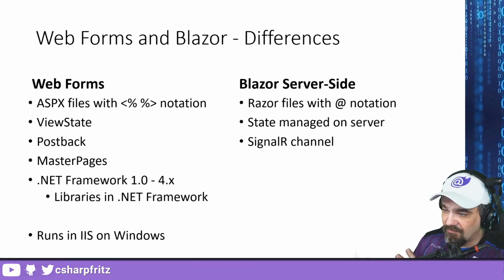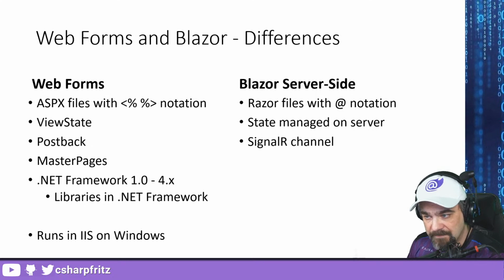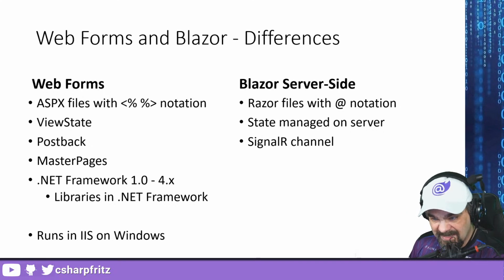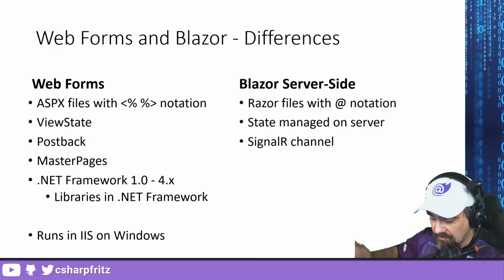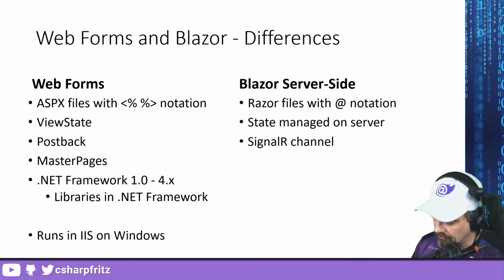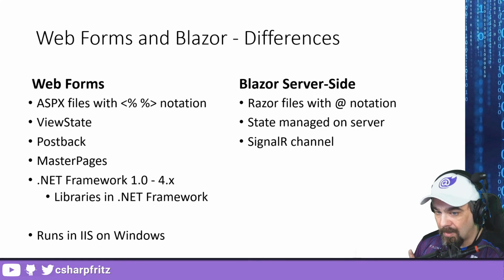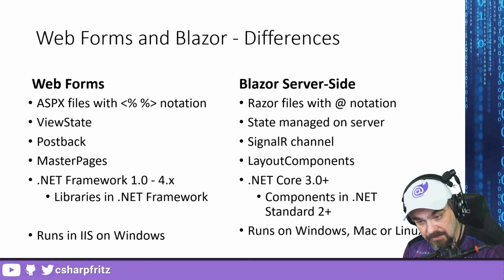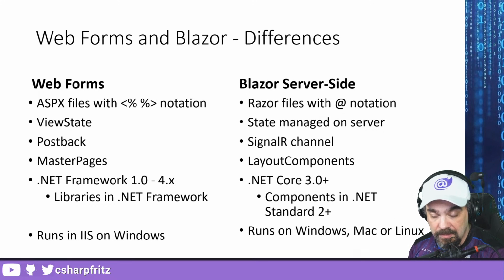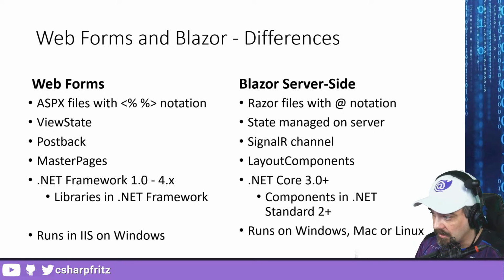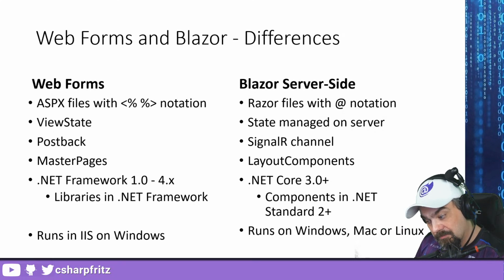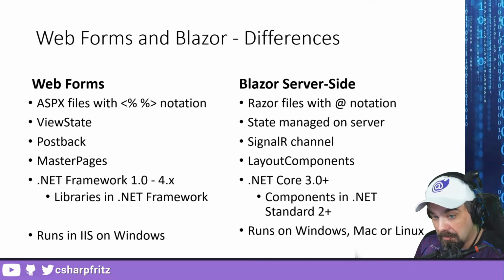Blazor server side uses Razor files with the @ notation. State is managed on the server. You don't have to send state back and forth. It's done for you all on the server, and you have that SignalR channel. No postback. Everything happens through WebSockets. You have layout components now instead of master pages, and that allows us to define our layout using that same Razor technology. And it's built on top of .NET Core 3 and later, with components built targeting .NET Standard.